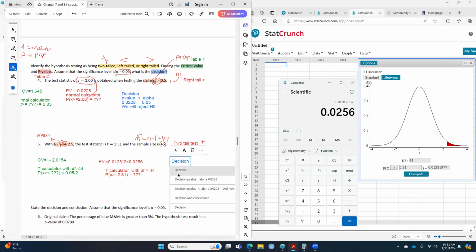So the next one we have is the decision. Again, the decision is based on the p-value and alpha. The p-value that you found in this question is the one that you just multiplied by 2, 0.0256. And alpha in this case is 0.05.